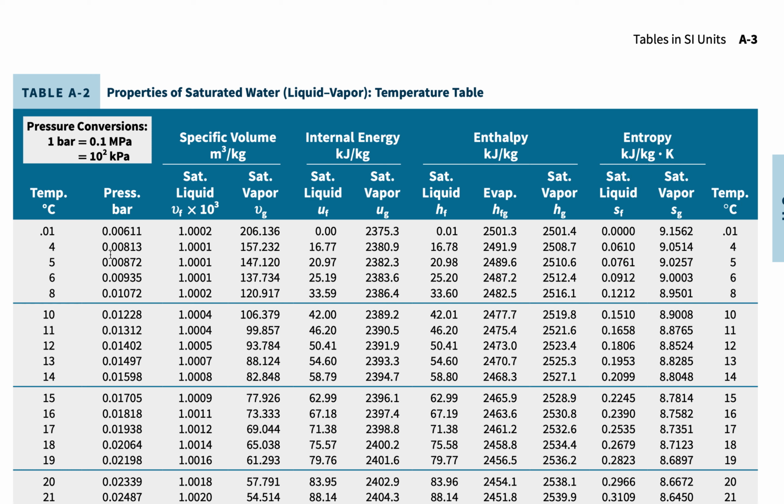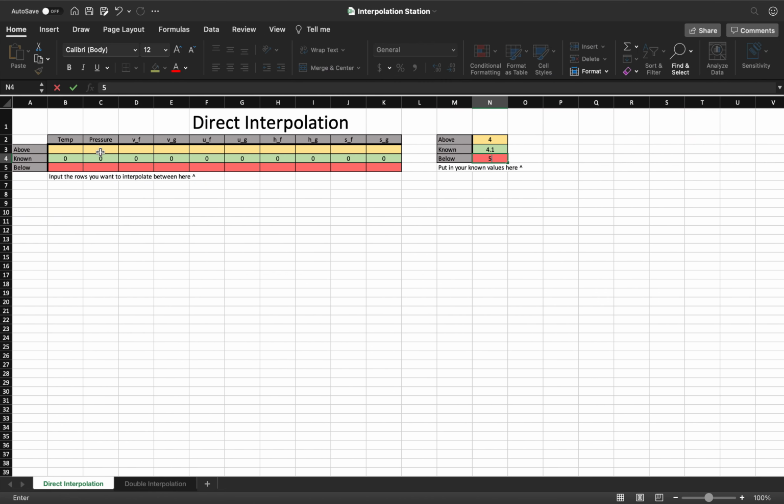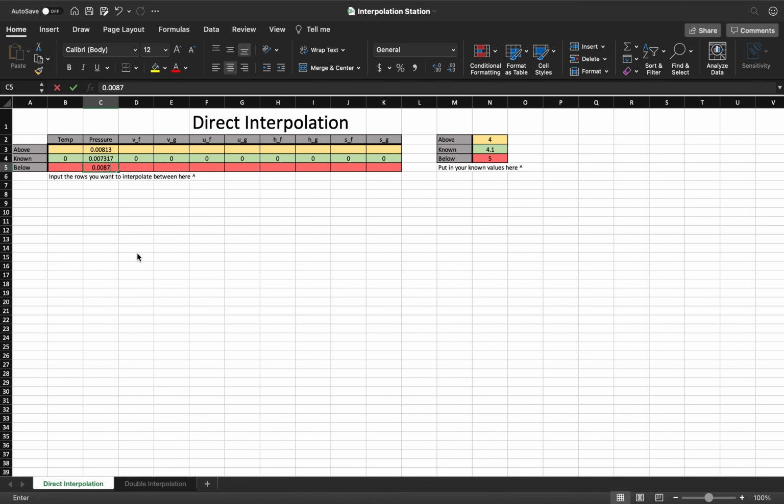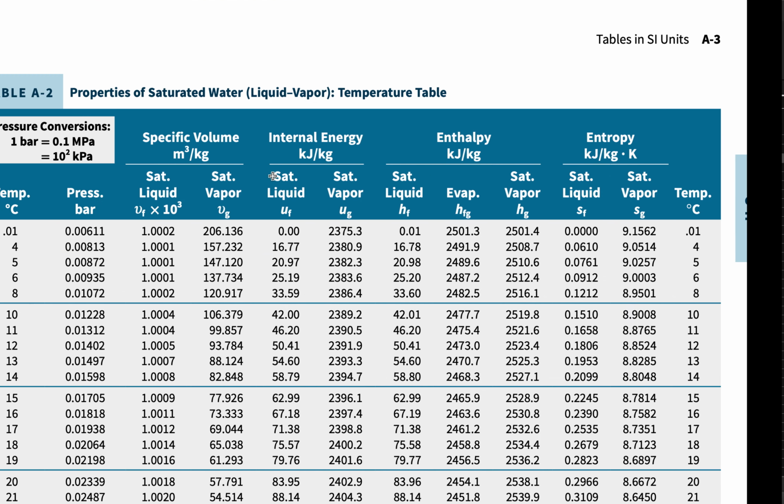So all you have to do to find the intermediate value of any of these is just plug in the above and below values. So say I wanted to find pressure. I would put in for the above value 0.00813. And I'd put in the below value 0.00872. And boom, it gives me the intermediate value of 0.008189. And you can do this for pretty much any of the other values that you need.